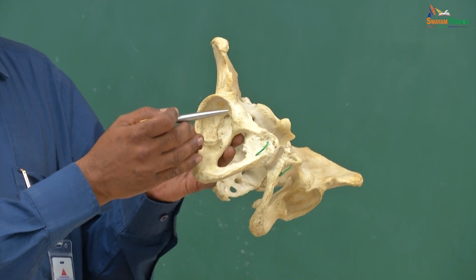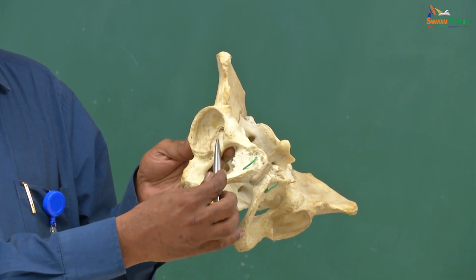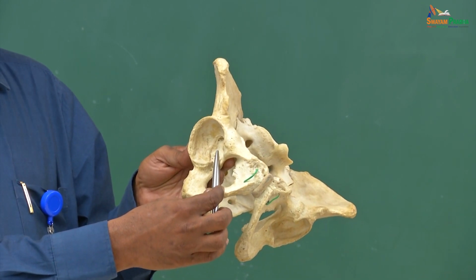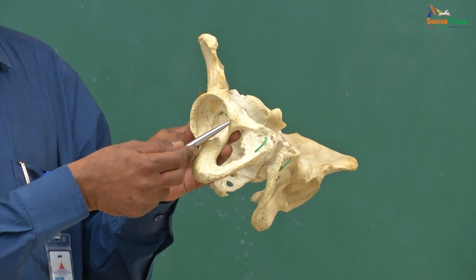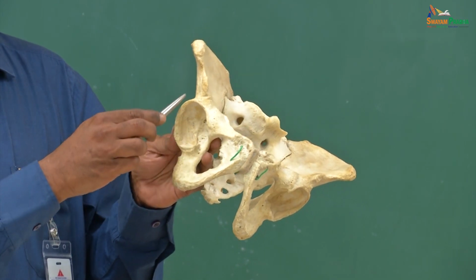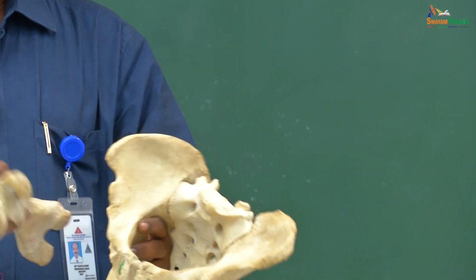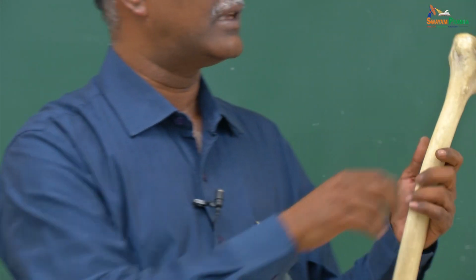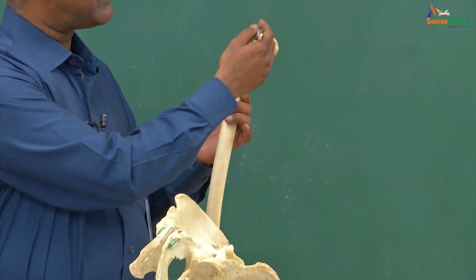Now, if you look, the acetabulum is deficient in the lower part, and this part is called the acetabular notch. The acetabular notch is bridged by a ligament which is called the transverse acetabular ligament. So, this is the upper end of the articulation which is formed by the acetabulum of the hip bone. The lower end of the articulation is formed by the upper end of the femur, that is the head of the femur. If you look on the anterior aspect, this is the head of the femur.